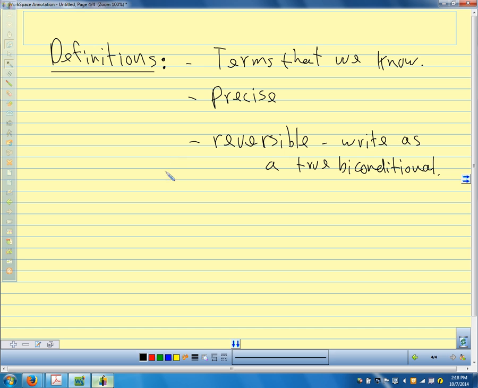So when we say is our definition reversible, it means can we write it as a true biconditional? And by true, I mean the truth value has to be true. All right, so let's look at a couple of examples. Let's talk about some definitions and decide if we have a good definition.